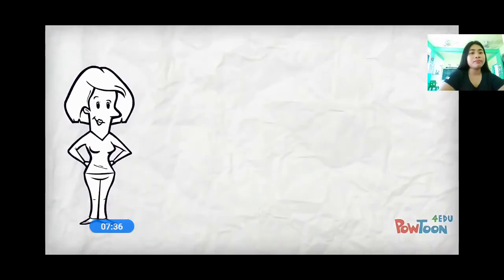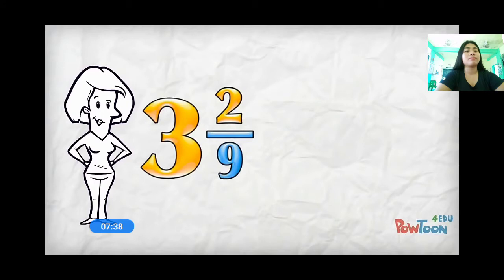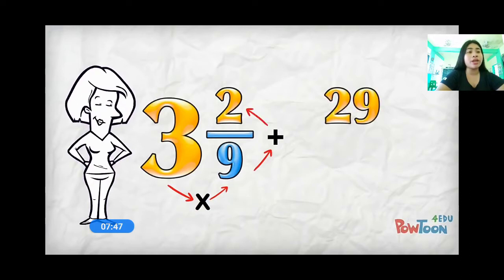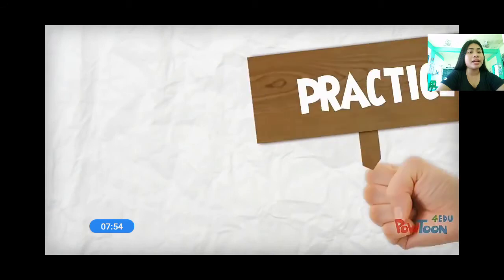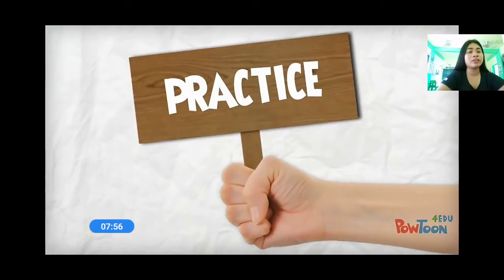So when you're changing a mixed number to an improper fraction, you take the whole number and you multiply it to the denominator and then add the product to the numerator. Okay, and the last one, the product, put it as the numerator and then just copy the denominator. This will soon be second nature for you.